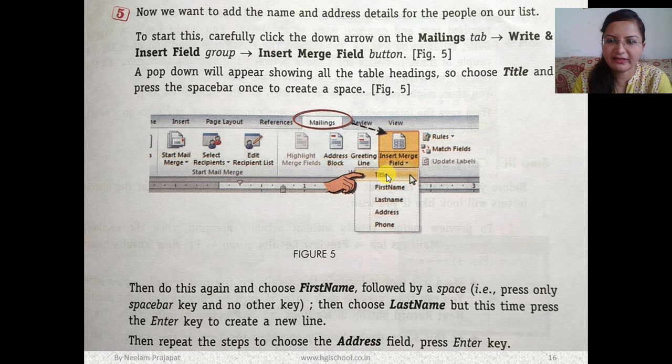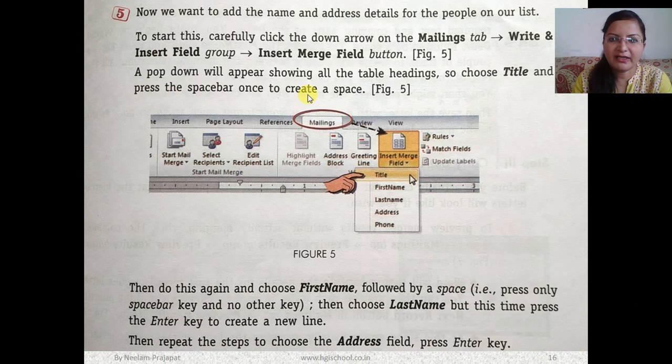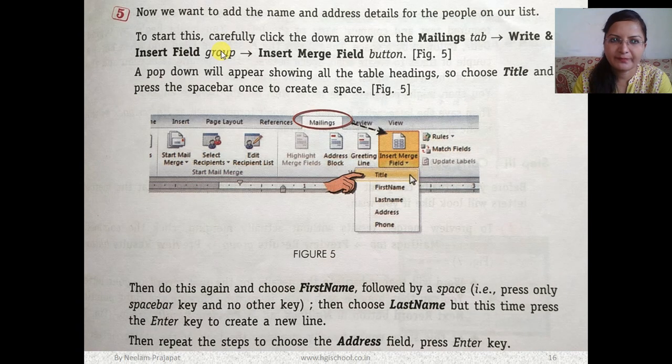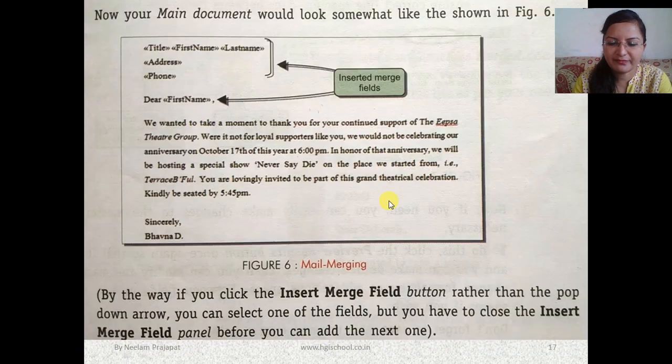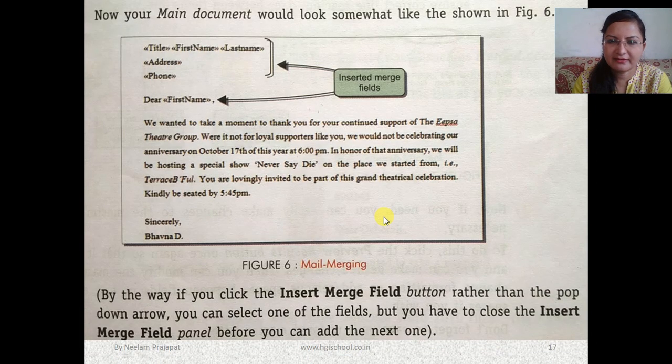Title, you can see, if we click on title it comes here like this. Again you will see first name. When you select first name it appears here. Then create a space, then click on last name, then press enter. Again click address, then the address will come here, then press enter, and then click on phone number. So all the details will be there in your letter. This is the merged document.